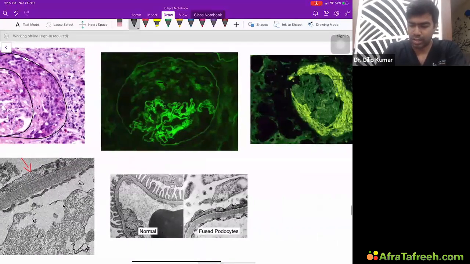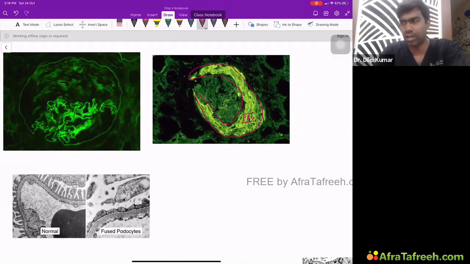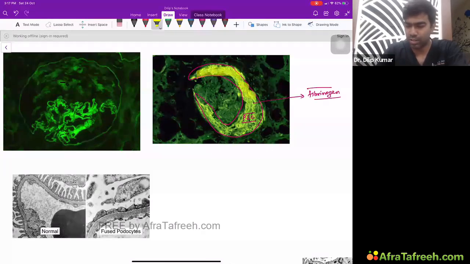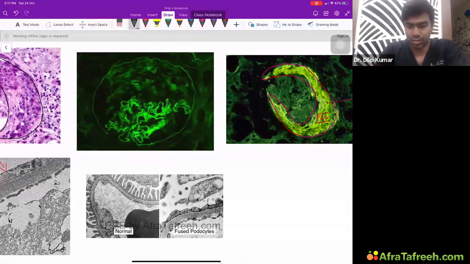And this is another example of a crescent. If you look, you can see this is a crescent that we are talking about. These are parietal epithelial cells. But why is the staining positive? Is it IgG or IgA? What is the staining that is done here? Can anyone tell? I told you there is one thing that glues these parietal cells together, that is fibrinogen. So basically this is a fibrinogen stain, and we can see there is a lot of fibrinogen gluing the parietal cells together, and that is basically how a crescent looks.